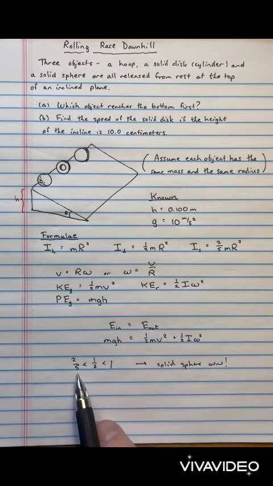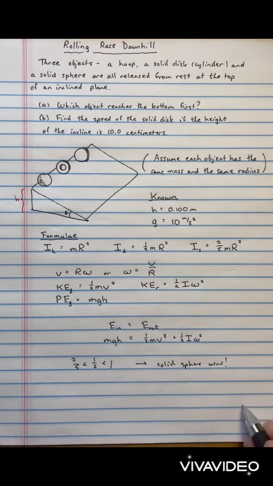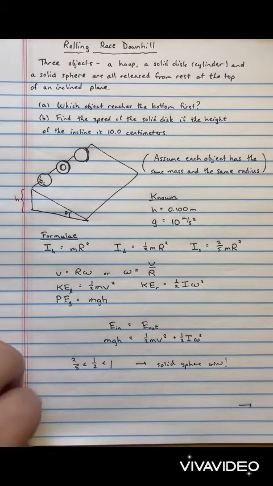Now, it's not going to win by much compared to the disk, probably, because these two fractions are not very far apart. But it is going to win. This 2/5 is smaller. It has less resistance to rotational motion, which means there's more energy to be put into linear motion. All right, so that's the first thing. Now, let's go ahead and actually solve the problem for the solid disk. And then, once you've seen how it works, you yourself can try it for the solid sphere and the hoop. All right.